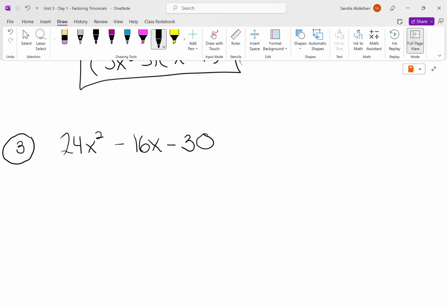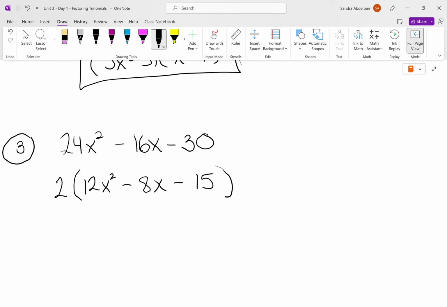Whatever works. Okay, so here, no matter what type of factoring problem it is, where does your mind immediately first go, no matter what? What do you look for? A GCF. Is there a GCF here? Yeah, what is that GCF? 2. So I'm going to pull out a 2. So now we're going to have 12x squared minus 8x minus 15.